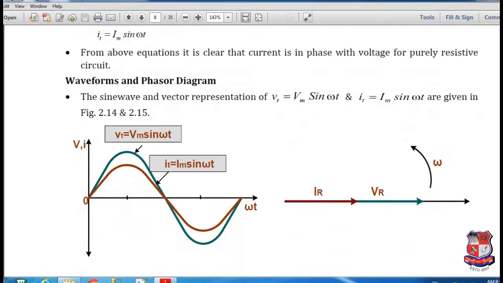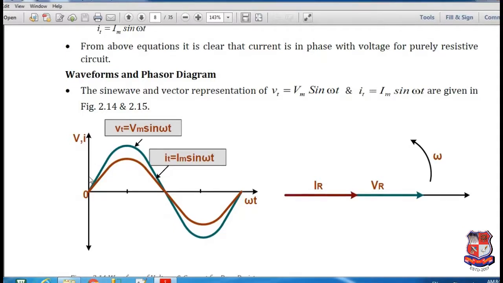Now we are going for the waveform and phasor diagram for the purely resistive circuit. As we all know, from the equations for the voltage and current, the value of the phase angle is equal to 0. Based on that, the waveform for the voltage and current starts at the same point. It starts from the 0 position, ends in the positive half cycle at pi, again in the negative cycle it starts at the same position and ends at the same position.